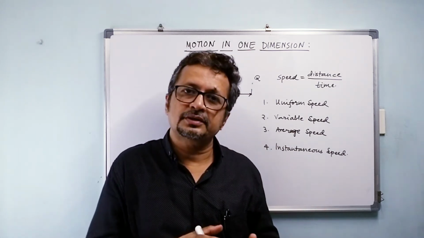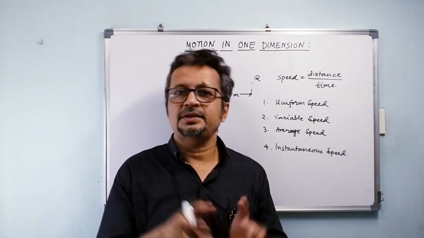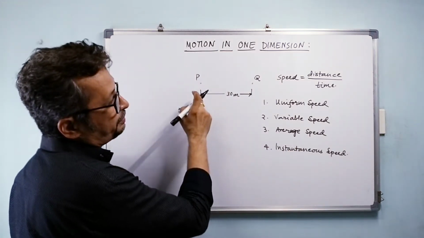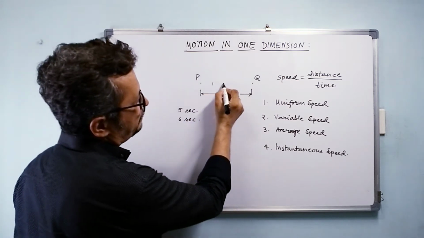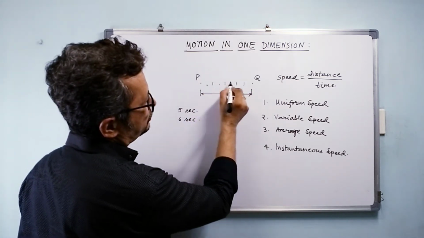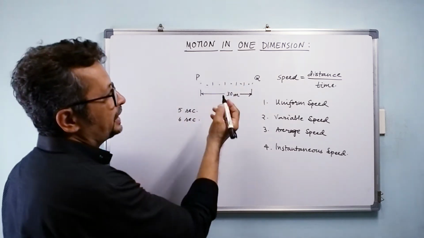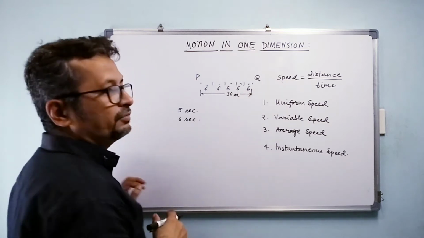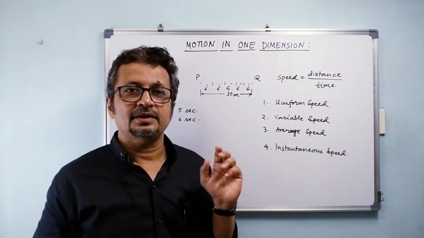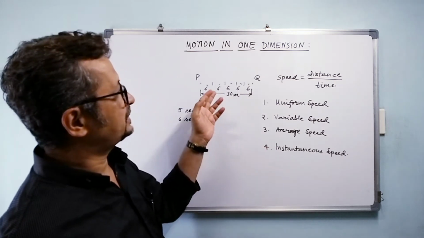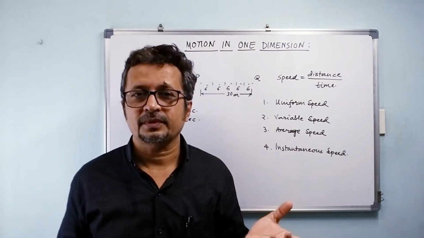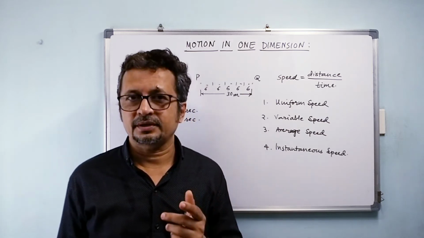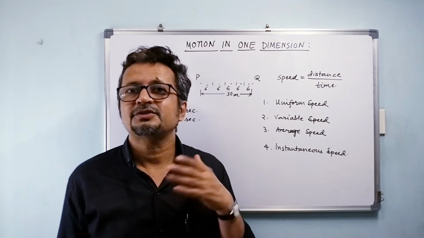If a body covers equal distances in equal intervals of time. So for example here, while going from P to Q, I cover this in 5 equal parts, and each part is 6, 6, 6, 6 and 6. For covering the first 6 meter, I take 1 second. For the second 6, I take 1 second, and so on. So every second I'm covering 6 meter. If I'm doing that, then my speed is uniform.